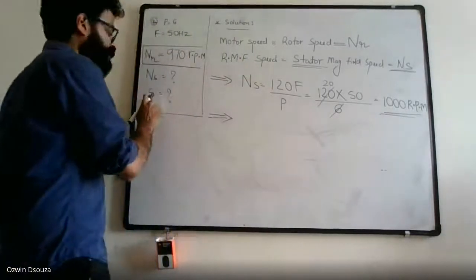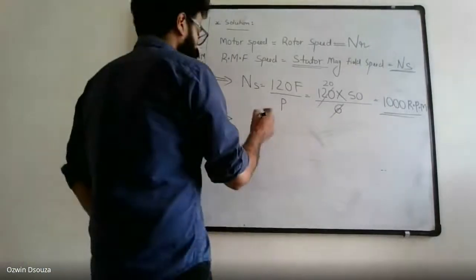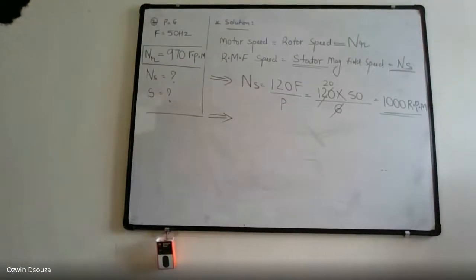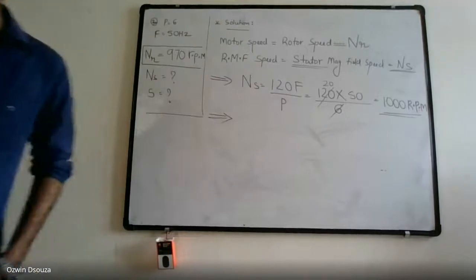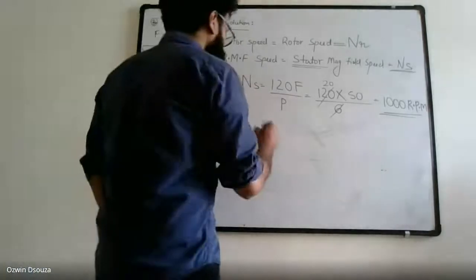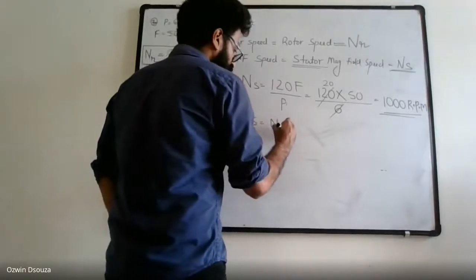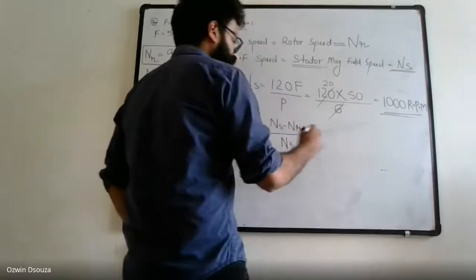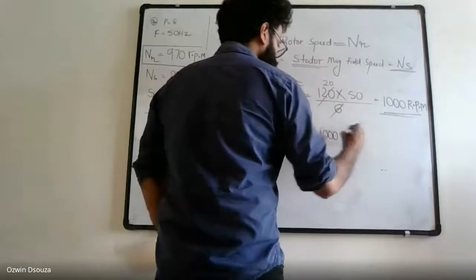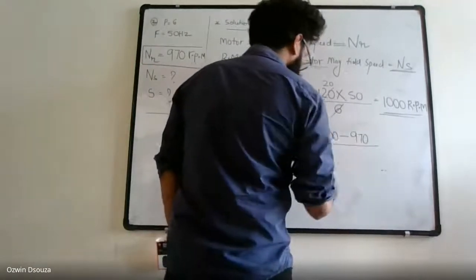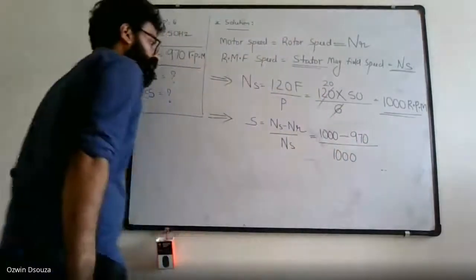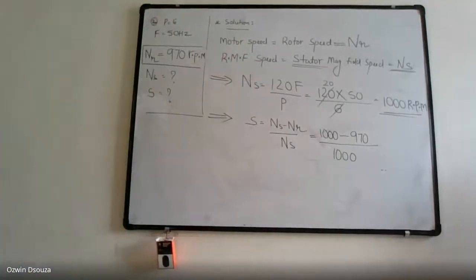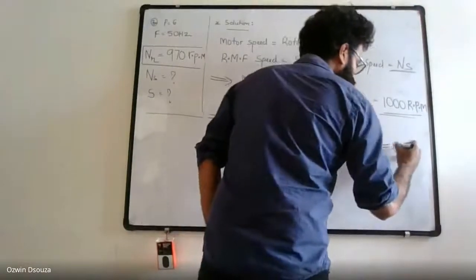So next we have the slip. Slip and synchronous speed can be interrelated, right? We have slip is equal to NS minus NR divided by NS, or NS is 1000 RPM minus NR is 970 RPM divided by NS 1000 RPM. So basically 30 by 1000, that is 0.03. So the value of slip is 0.03.